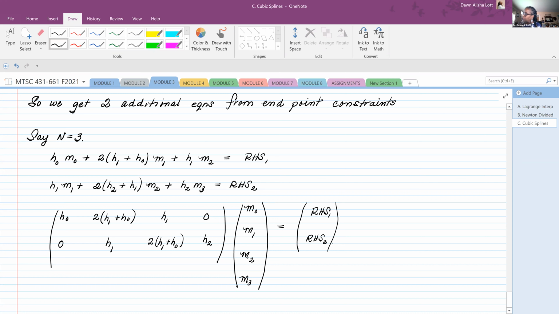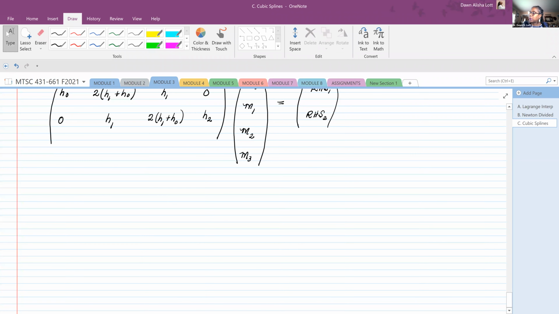But I have to tell you something, got to give you some information about M0 and M3, because I have two unknowns that are M1 and M2. Okay, so let's look at the endpoint constraints.